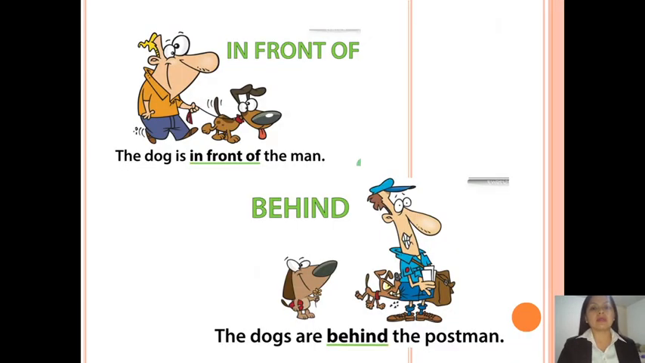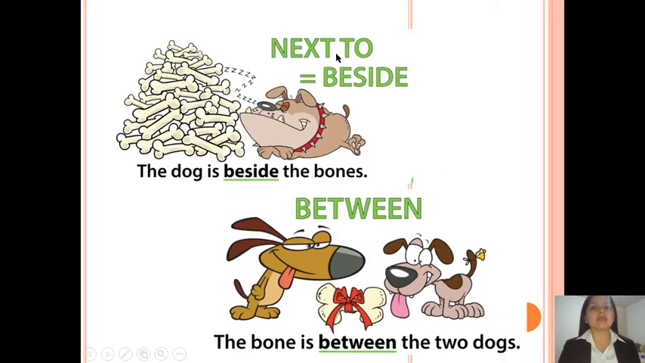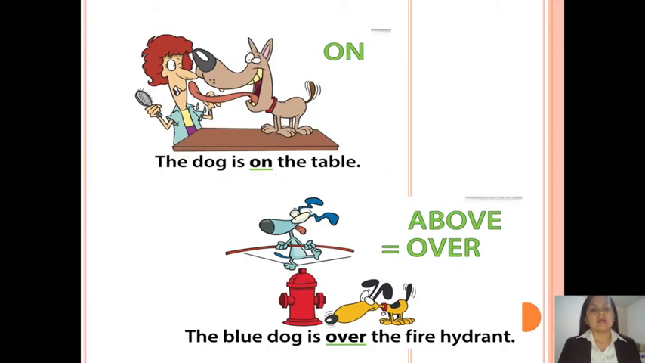Yes, let's read some examples, and we are going to start with in front of. For example, the dog is in front of the man. Behind. The dogs are behind the postman. Next to, or also beside. The dog is beside the bumps, or also the dog is next to the bumps. Between. The bone is between the two dogs, right in the middle. On. The dog is on the table.